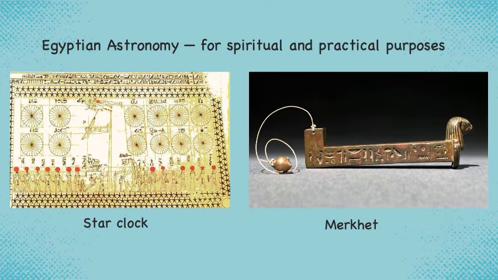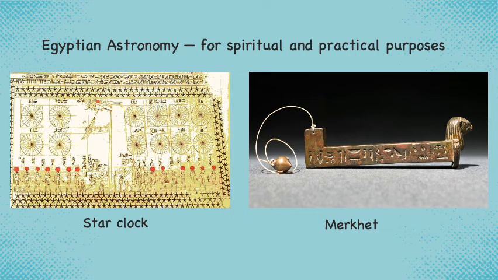Astronomy was important to the ancient Egyptians on two levels, the spiritual and the practical. They believed that stars told the stories of the gods' accomplishments. On a more practical level, the stars could tell them when it was going to rain or when it was nearing time to plant or harvest crops.